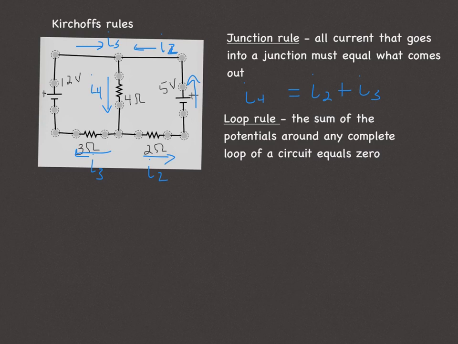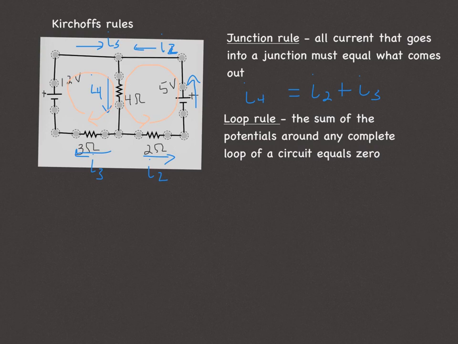We need to handle our loop rule now. Remember, the loop rule is the sum of all the potentials around the circuit. So if I pick a point here, and well, first let's just pick our two loops. I'm going to use the two outer edges with the battery. So I'm going to move my loop in the direction of the currents. It makes it easier because you always subtract across the resistor and add across the battery if you're moving in the direction of the current.